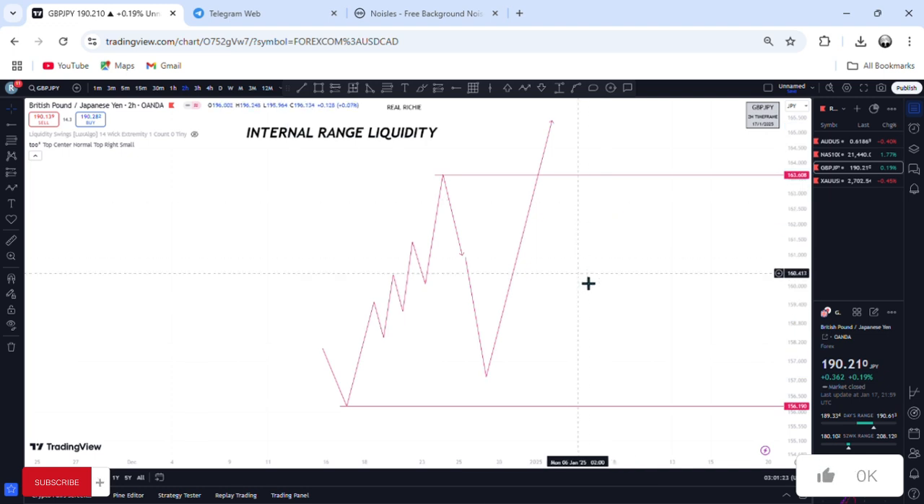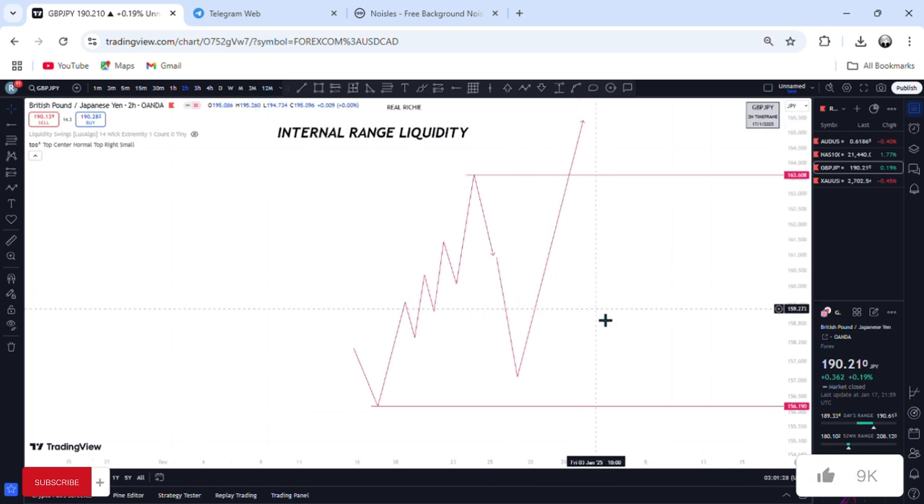Yeah. So to identify the internal liquidities or the internal range liquidities, these little highs and lows here, or these little lows here, right? They are the internal range liquidity. It means it falls between the swing high and the swing low. Yeah. And I've already told you that every liquidity you see always gets cleared, right?